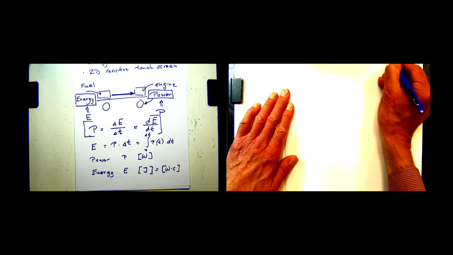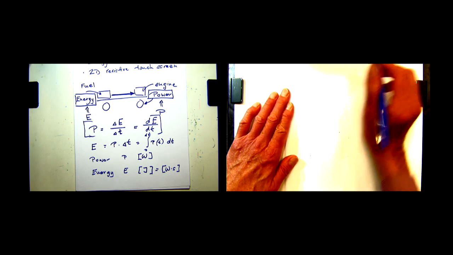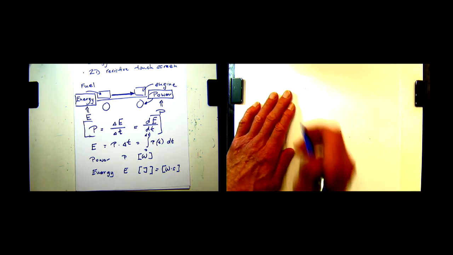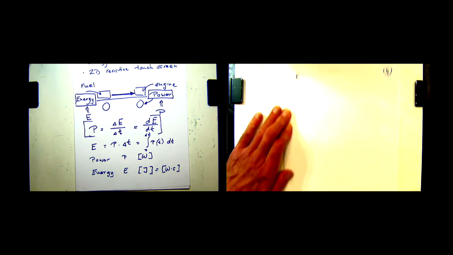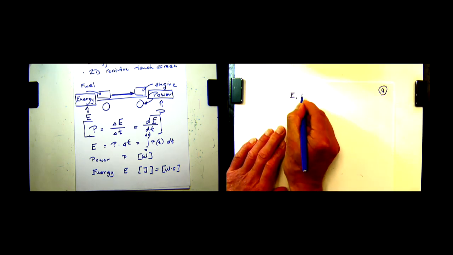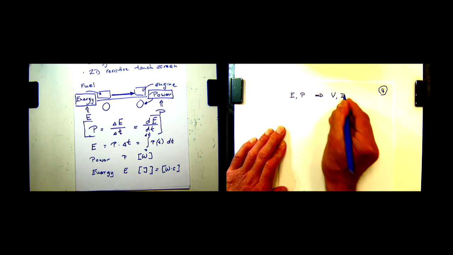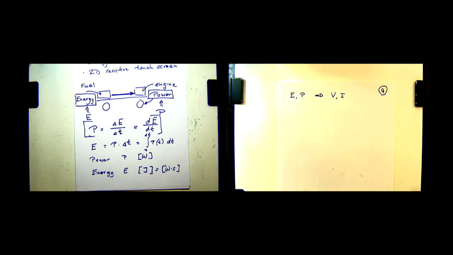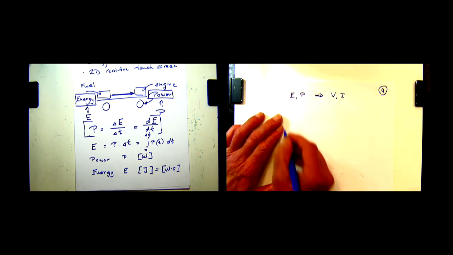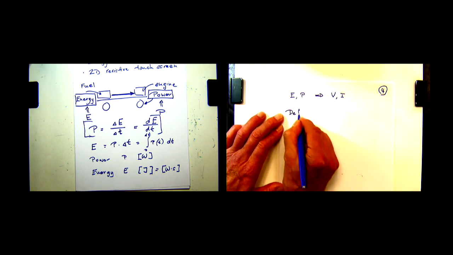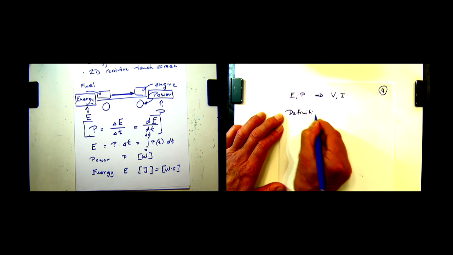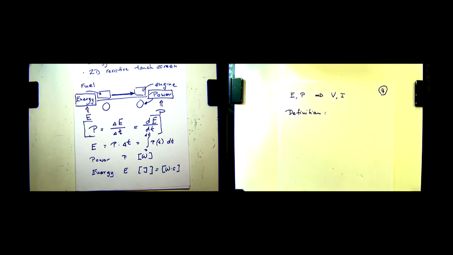Now let's add a little bit more sort of physics. Let's go from energy and power. Let's relate those to volts and current, volts and amps. Okay. So first of all, we need a definition. So volts actually is a unit that is defined in terms of energy.